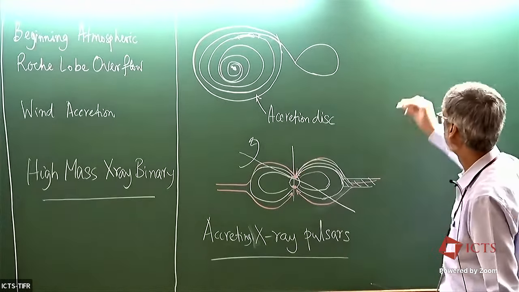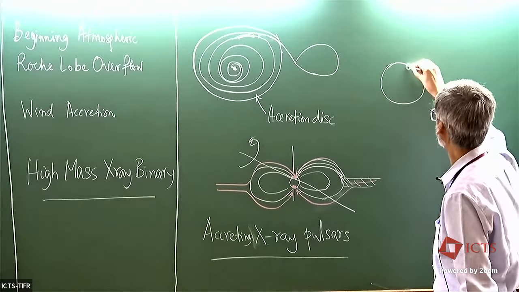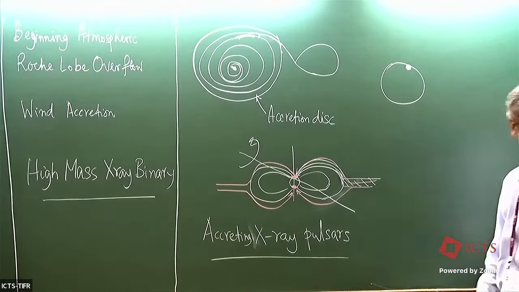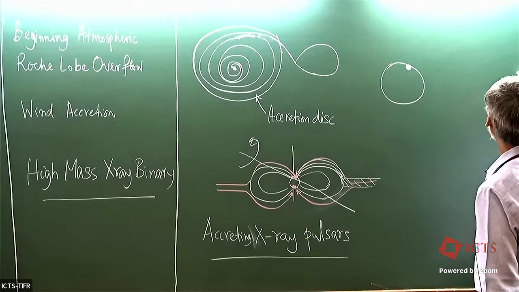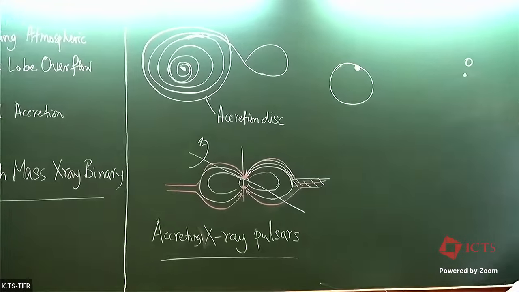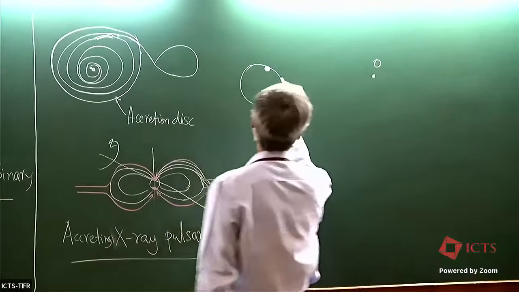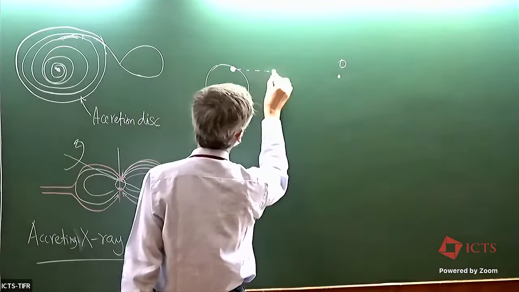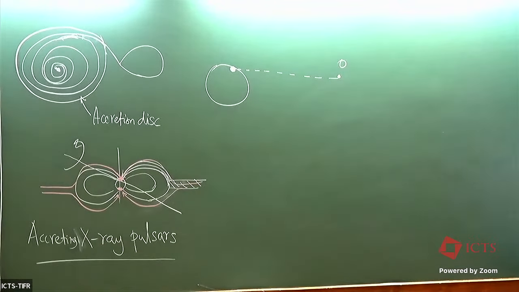If you have the hot spot, consider one hot spot on the surface of a neutron star, and consider an observer over here. Radiation from here does not come directly following a straight line.